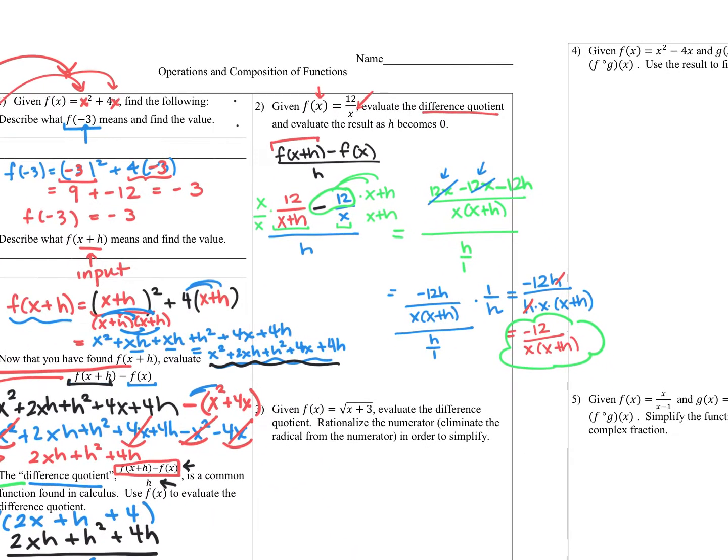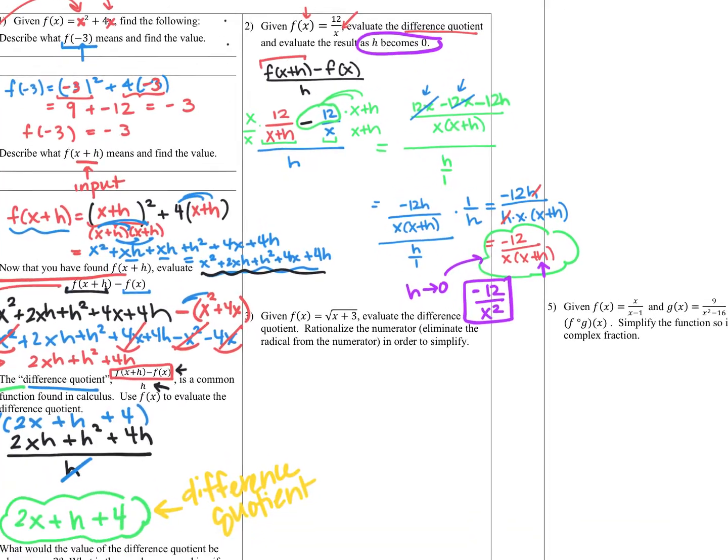Now I'd asked for one more thing, and that was to figure out what happens to this difference quotient as h becomes 0. So if we look at this, as h goes to 0, really that's getting this h getting little, like it's going away. All that's going to be left is -12 over x squared.